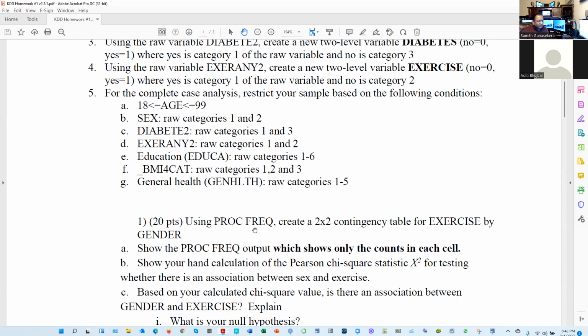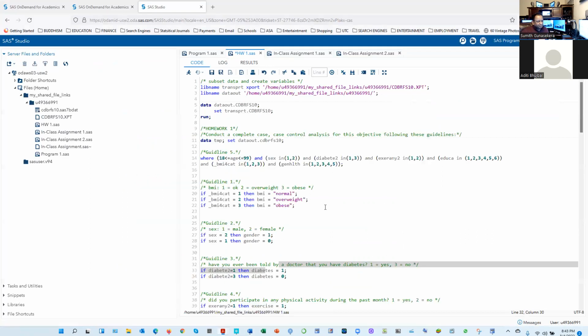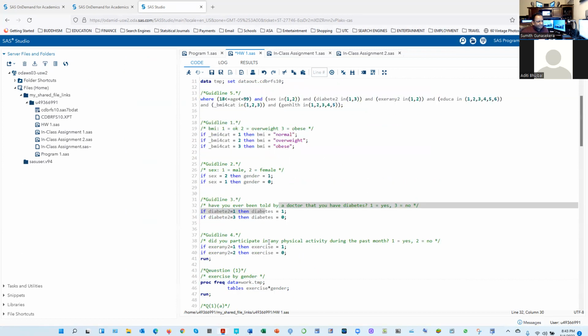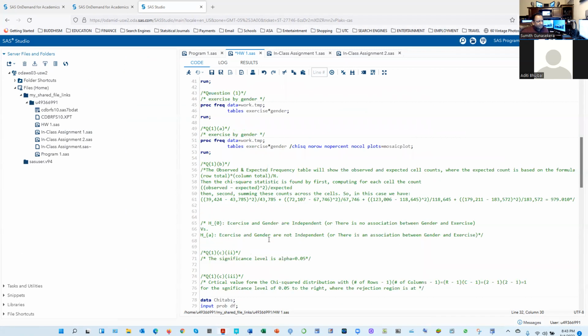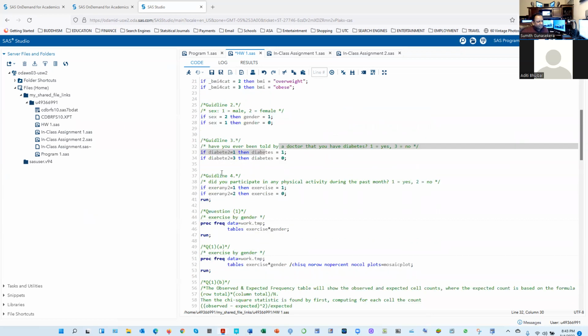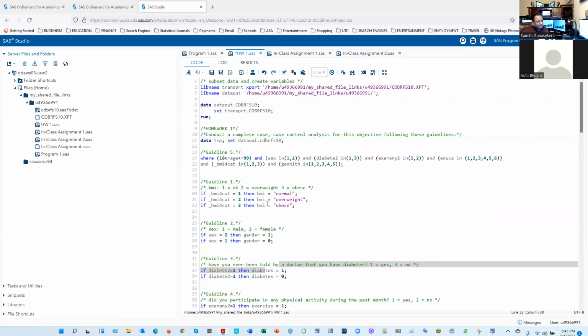Okay. Procedures. This procedure frequently creates a 2 by 2 contingency table for exercise by gender. So exercise by gender, we put exercise by gender. Question 1, see, exercise by gender. So I have my data in this temporary. I think I have to have a look at it.